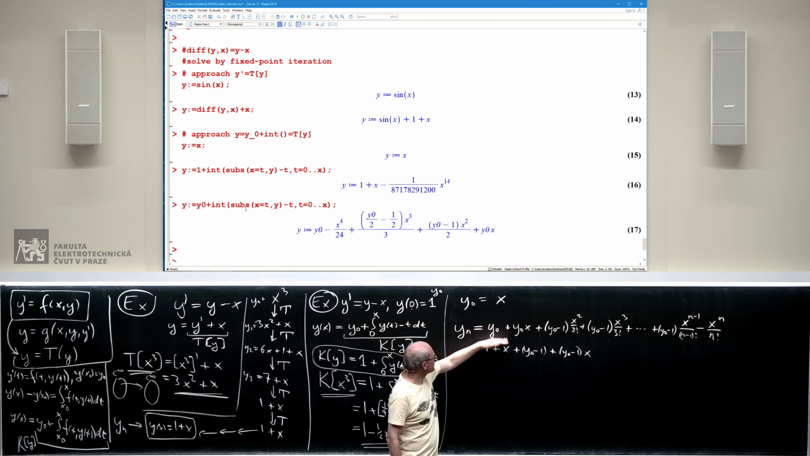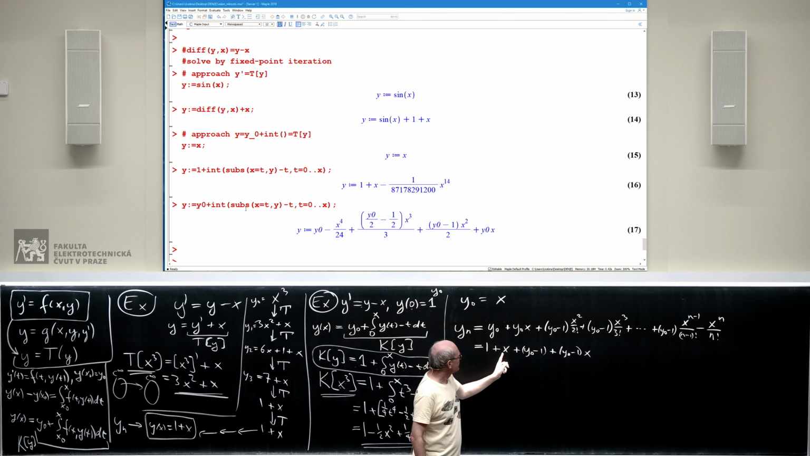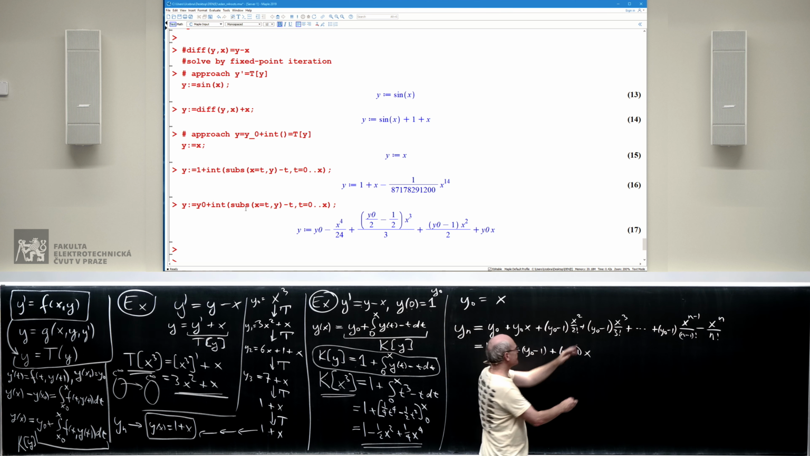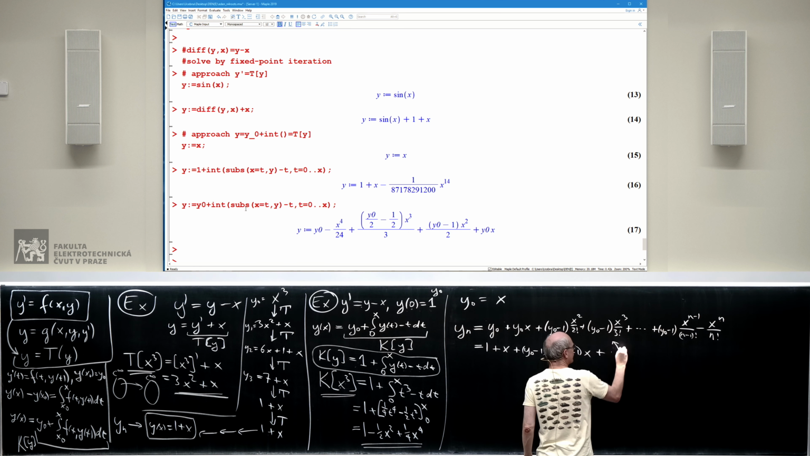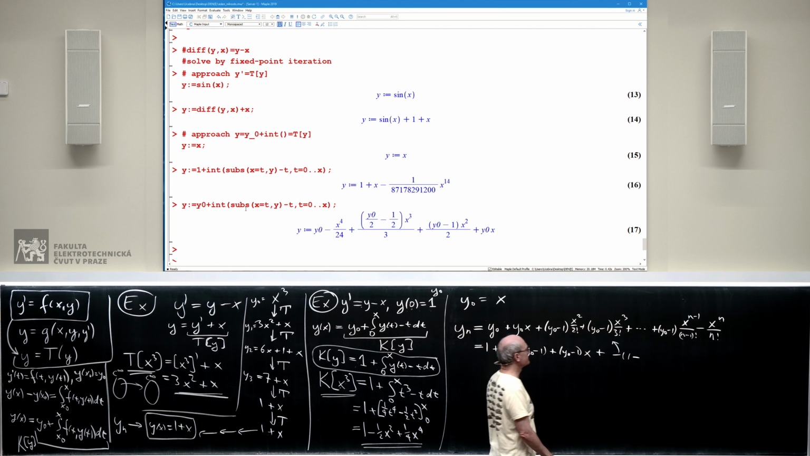Let's check that it's the same. y naught minus 1 plus 1 cancels. x minus x cancels, y naught x, it works. And the rest is the same. Okay, let me do it like that.